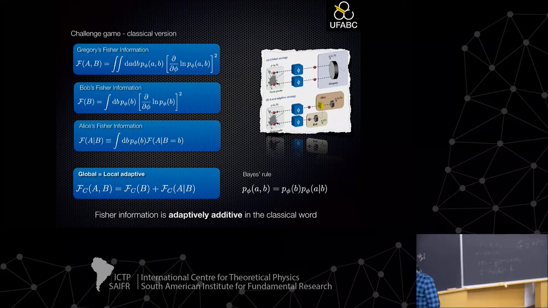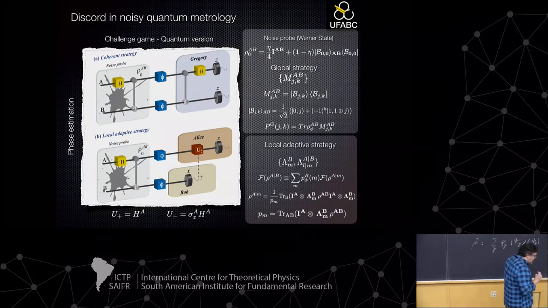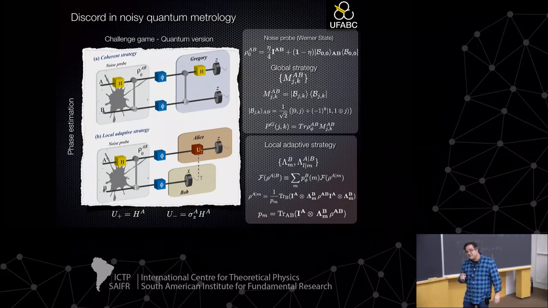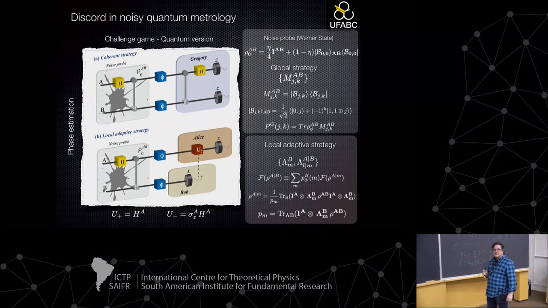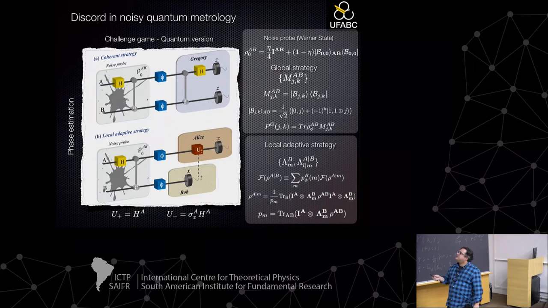When we go to a quantum scenario, as the measurement will disturb the system, this is not adaptive anymore. So this is the algorithm. This is a CNOT gate, this is a Hadamard gate, this is a unitary evolution where the system will get some phase phi, right? And this is, again, a CNOT gate and a Hadamard gate.